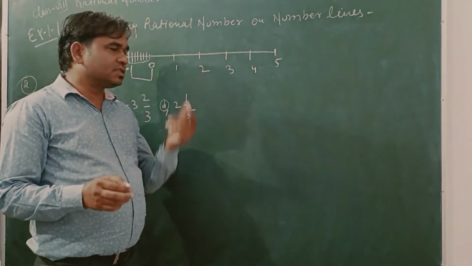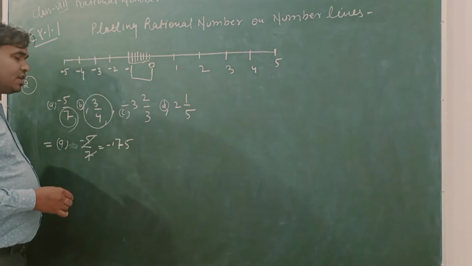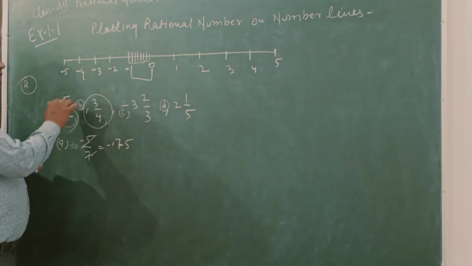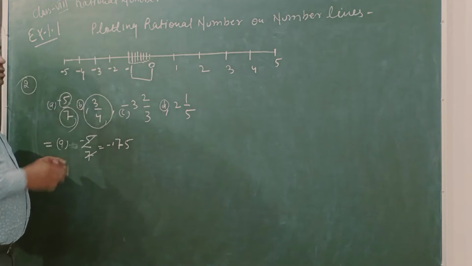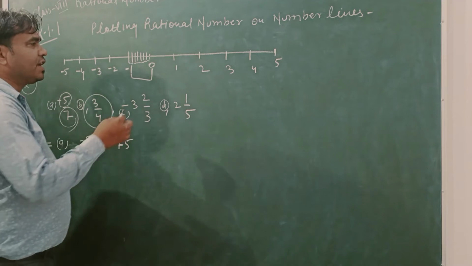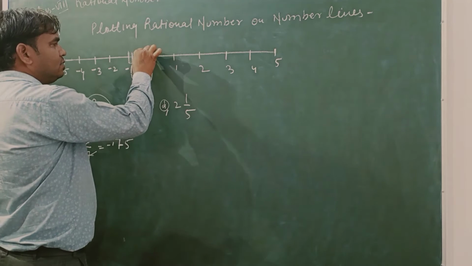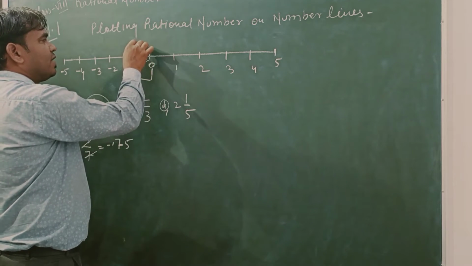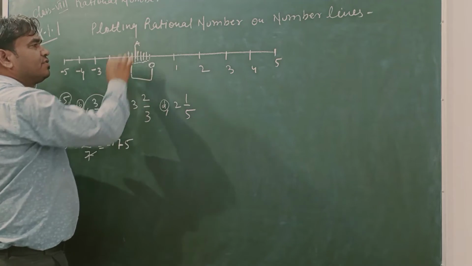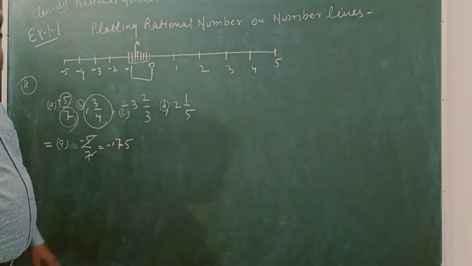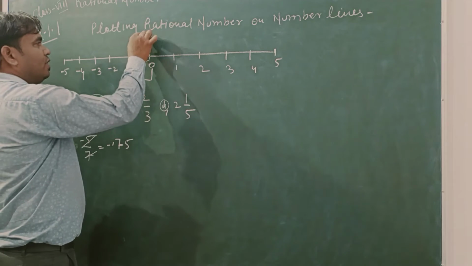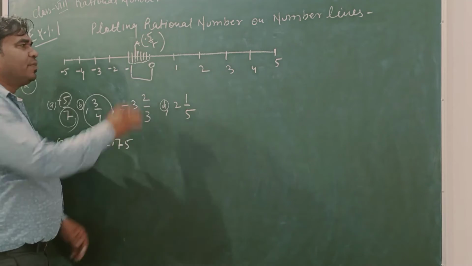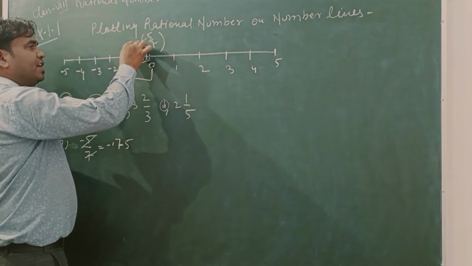We can divide the column here, and after that you see the numerator. The numerator is 5. So we can count 5 numbers: 1, 2, 3, 4, and 5. So this is the number 5. We can take this as point A. So the value of point A is 5 over 7. So this is the way of plotting any rational number.